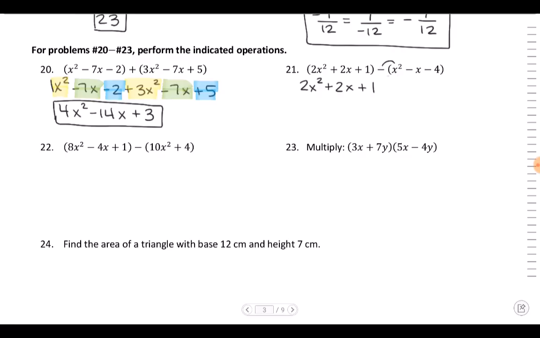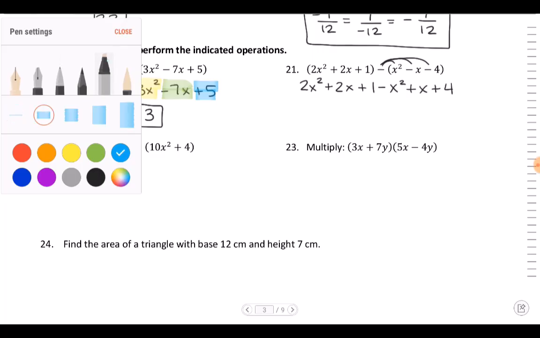So when we do that, what that does is it changes all my signs to the opposite, because remember we read that as opposite of. So the opposite of x squared would be negative x squared. And then the opposite of negative x would be positive x. And the opposite of negative 4 would be positive 4. Well, now we can go through and identify our like terms again.